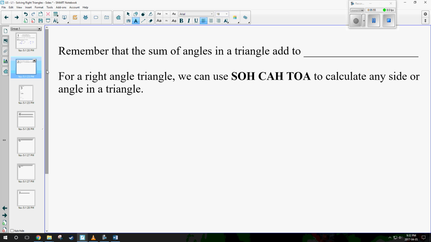Something else that is important for us to remember is this rule. Remember that the sum of all the angles inside a triangle adds up to a certain value. So when you look at a triangle, if you look at all three of the angles in the triangle and add them all up, they should add up to 180 degrees. And that's called the 180 rule.